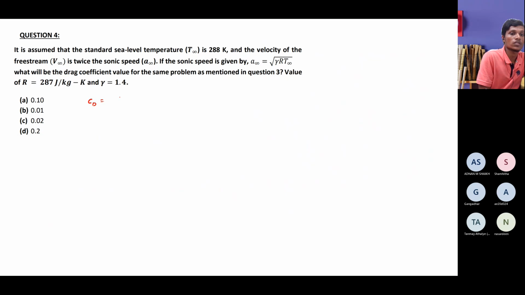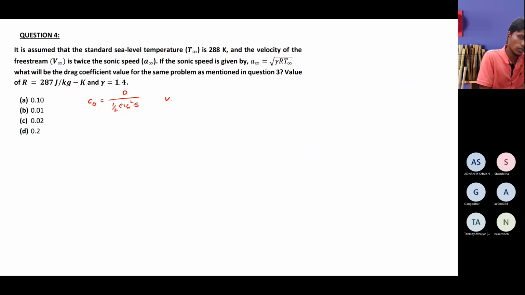We know the drag coefficient CD equals D by half rho V infinity square times S. So this is your drag coefficient. Do we have the density? No, we don't have the density here. Do we have the velocity? No, we have to calculate the velocity also. We have S, yes. S is the planform area that we can calculate by the given geometrical parameters in the previous question.